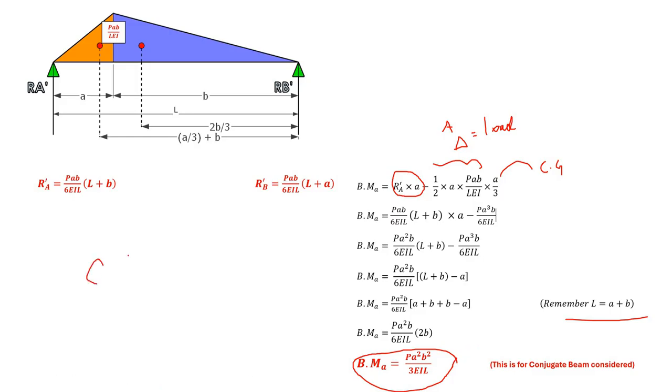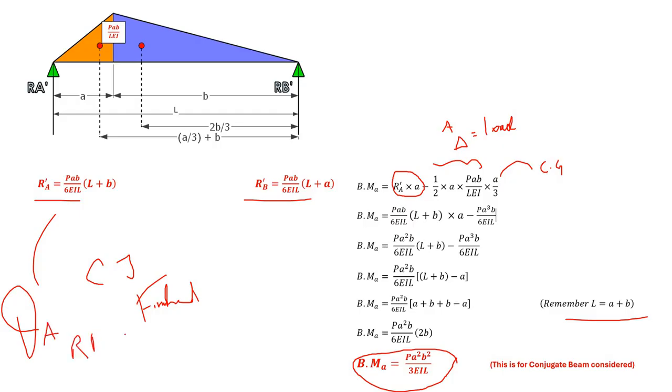Now the conjugate beam is finished. So for the conjugate beam, we have calculated RA dash, RB dash, and also the bending moment at A. Now this RA dash is the theta A of the real beam, and this RB dash is the theta B of the real beam, and this bending moment is nothing but the delta A of the real beam.